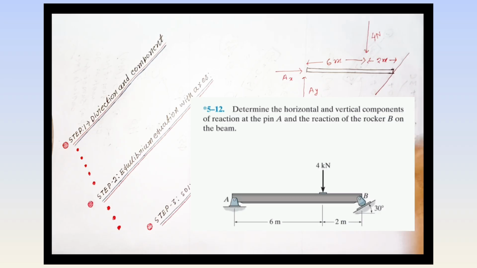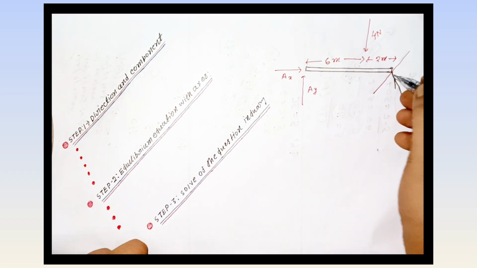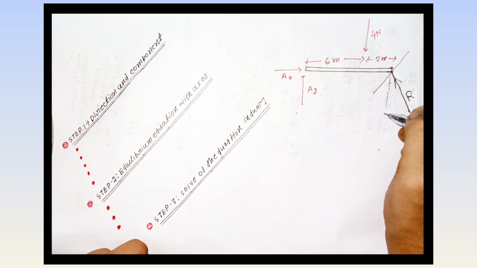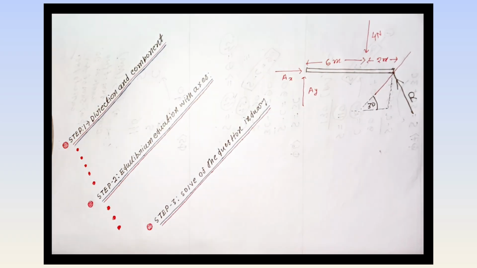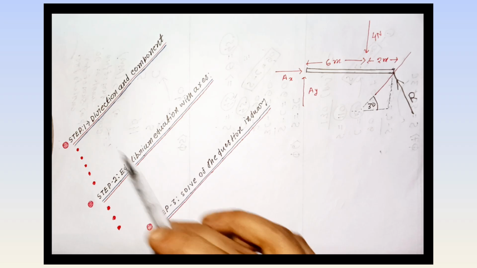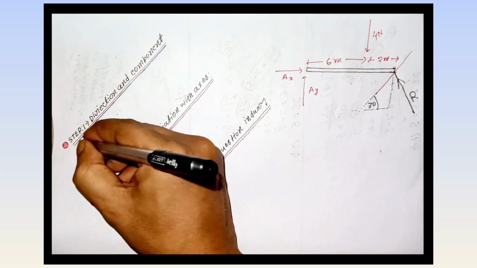So let's start. Here we will do just 3 steps. Step 1, direction and component analysis. You have to analyze first what the direction of the given reaction, force, etc. is. Step 2 is very important but very easy. Let's look at step 1.